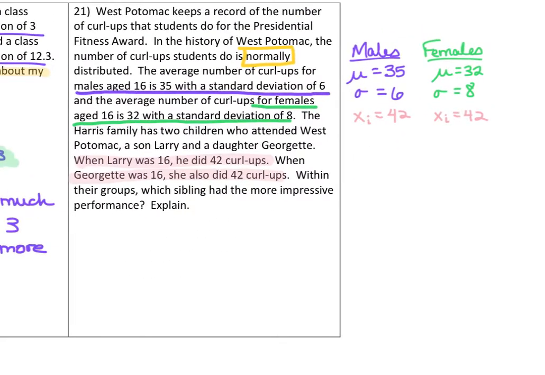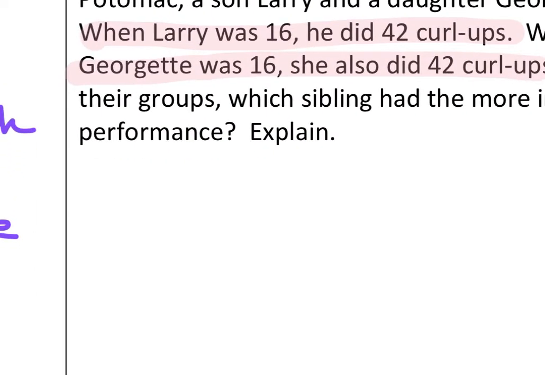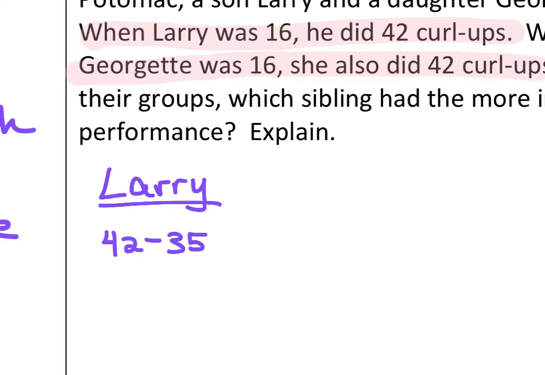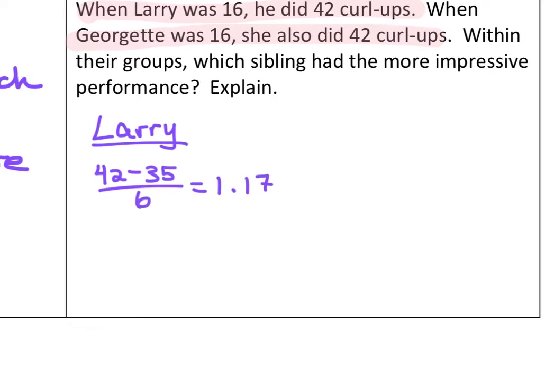And then what I'm going to do is compute each of their z-scores. So here for Larry, his z-score is going to be his score minus the mean divided by 6, and just throw that in your calculator and you should get that he had a z-score of 1.17. So he's a little more than 1 standard deviation above the mean.